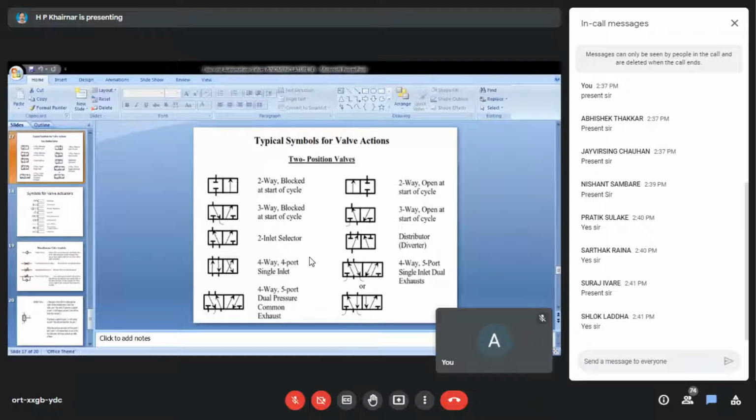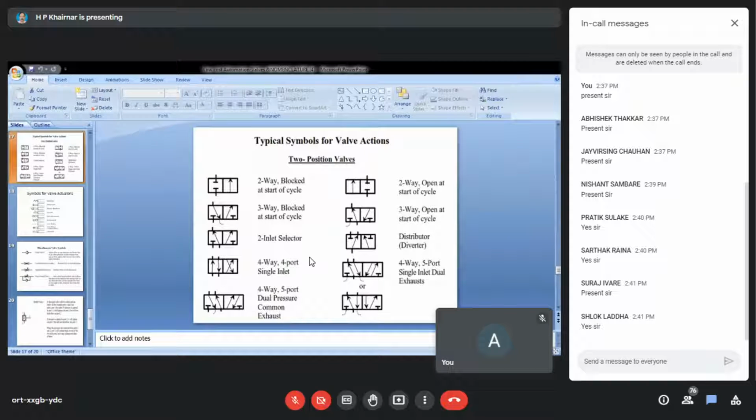Then the left second position, three-way blocked at the start. What does three-way blocked at the start mean? You can see the shut off position, the T position and a reverse arrow. That reverse arrow indicates the exhaust. Then the next, third from left, is the two inlet selector. Two inlet selector means there are two inlets possible and you have to decide which one you want to apply pressure to.